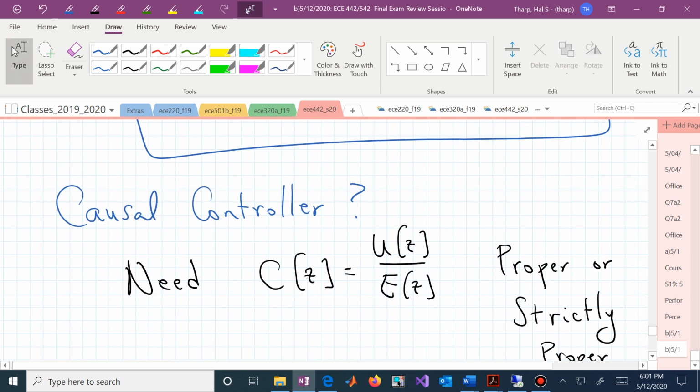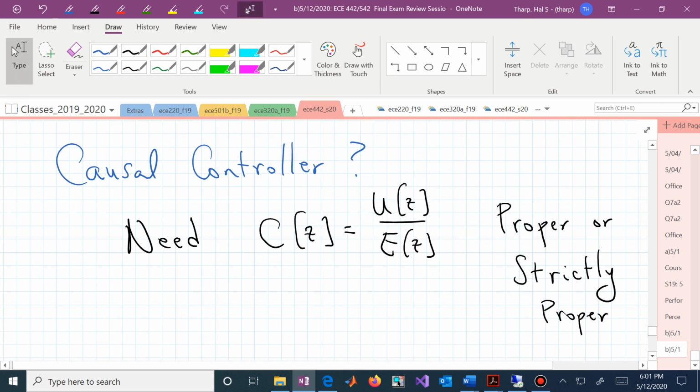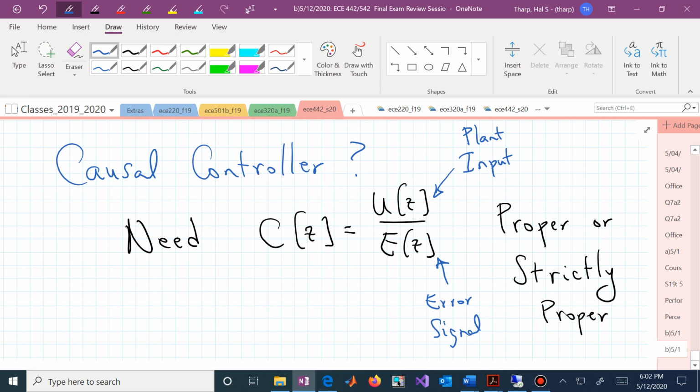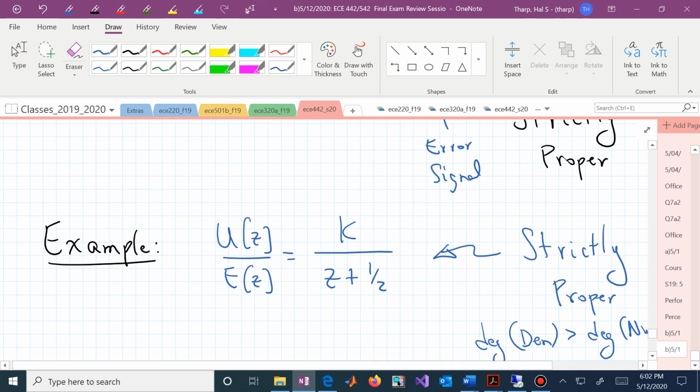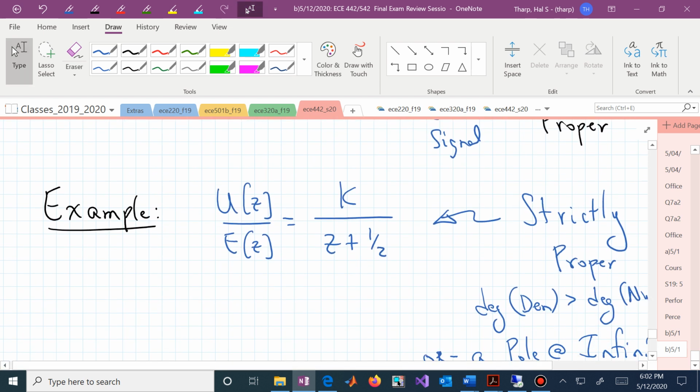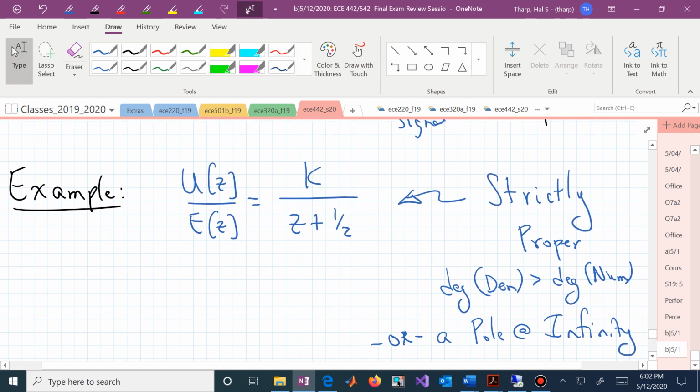Let's look at that concept. For a causal controller, we need the transfer function between the input to our plant and our error signal, which is what defines C of z, to be proper or strictly proper. Proper means that the numerator order is the same or equal to the denominator order in this transfer function. Strictly proper means that the degree of the denominator exceeds the degree of the numerator.